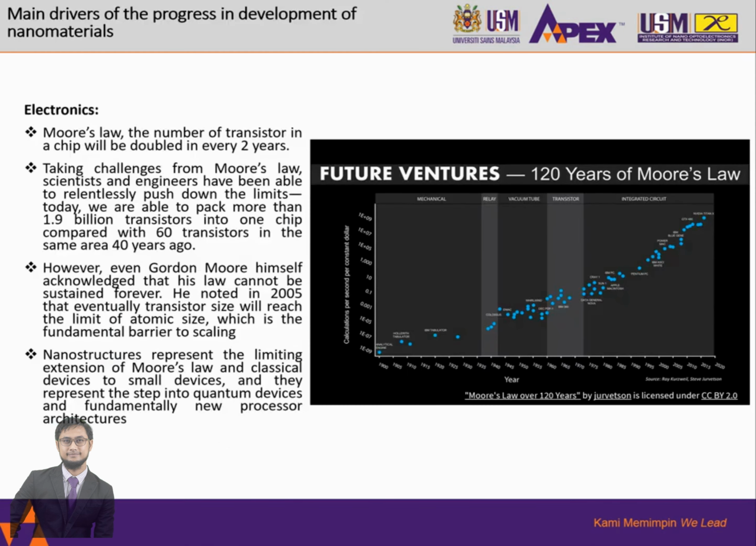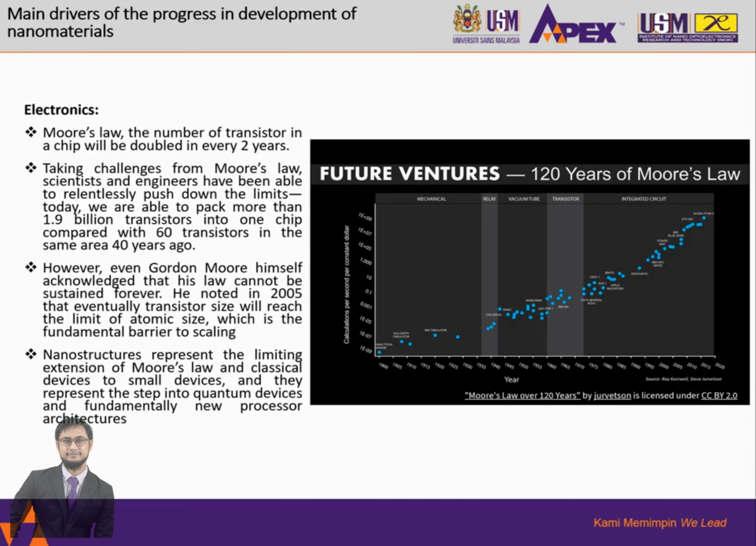In electronics, the continuous scaling of device size in the complementary metal oxide semiconductor transistor has been the fundamental driving force in nanotechnology in the last several decades. This trend can be represented by Moore's law. According to Moore's law, developed by Gordon Moore, the number of transistors in a chip will double every 2 years. Therefore, in a graph of the number of transistors in a single chip versus year, it should show a linear trend.